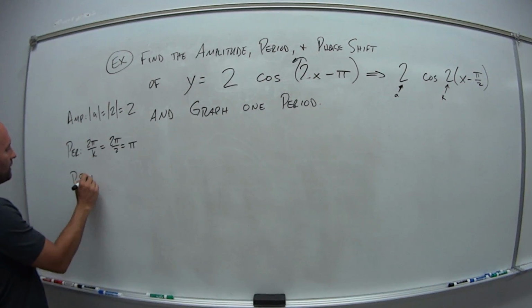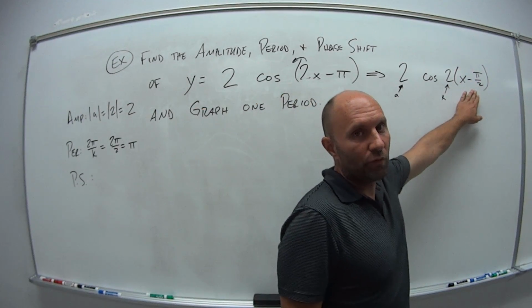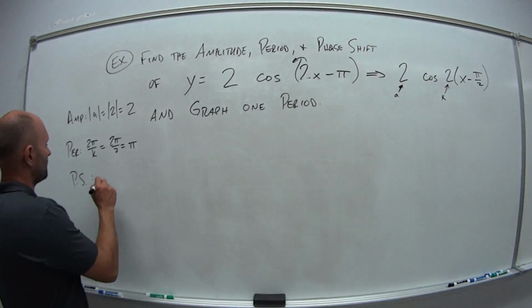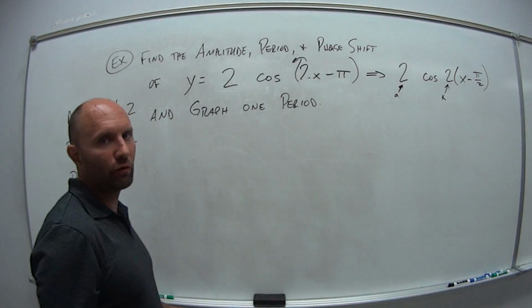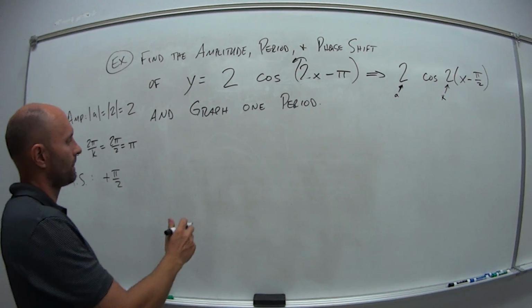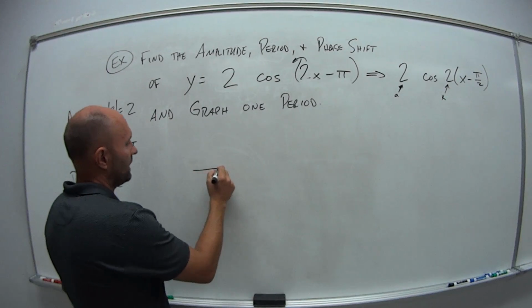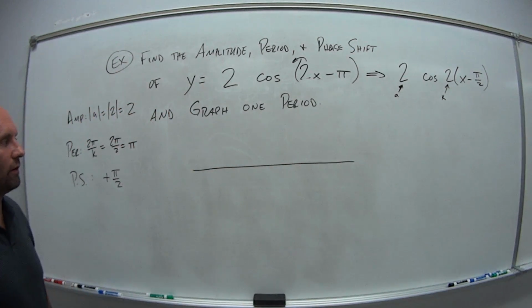So as before with the last one, it's decreasing the period by half of what it was before. And then phase shift, well, I see negative pi over 2, which means my phase shift is plus pi over 2. So it's going to move everything to the right a distance of pi over 2 units. All right, so let's use the same methodology we used in the last problem.